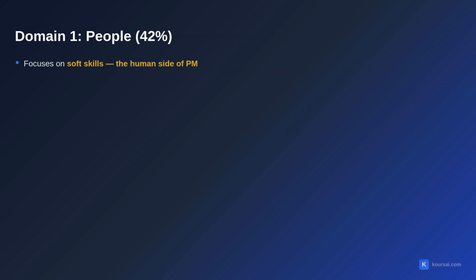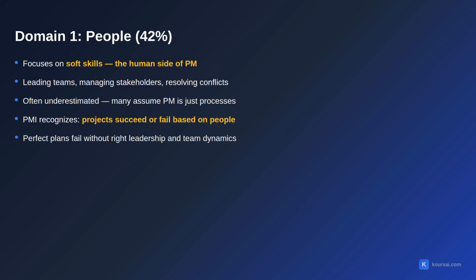The people domain is the second largest on the exam at 42%. This domain focuses on soft skills, the human side of project management. It covers how you lead teams, manage stakeholders, resolve conflicts, and communicate effectively. Many people underestimate this domain because they assume project management is all about processes and tools. But PMI recognizes that projects succeed or fail based on people. You can have perfect plans, but without the right leadership and team dynamics, those plans won't deliver results.